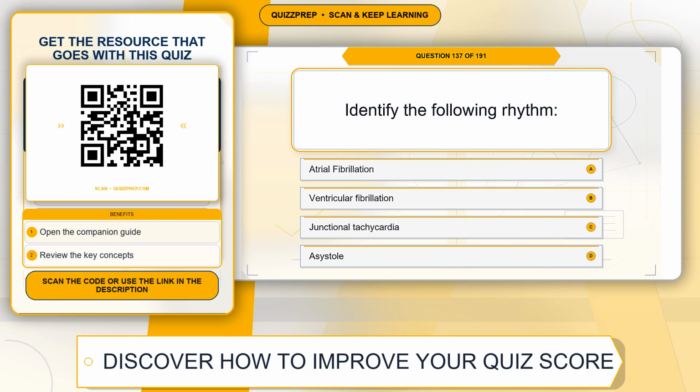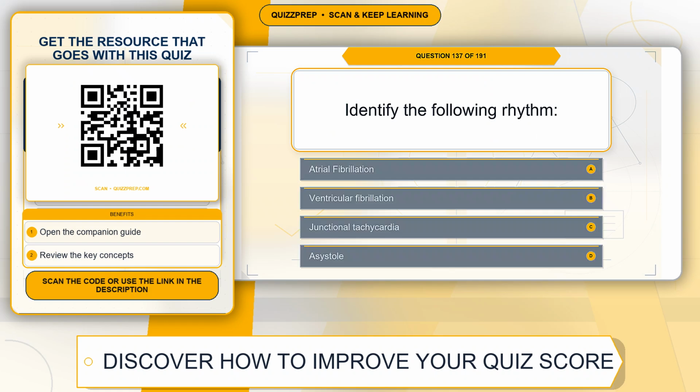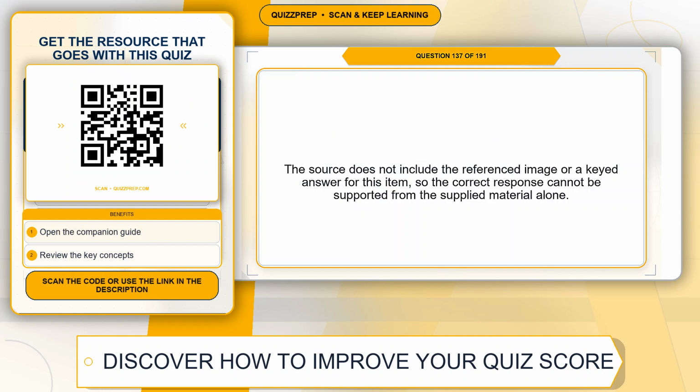Question 137. Identify the following rhythm. Option A, atrial fibrillation. Option B, ventricular fibrillation. Option C, junctional tachycardia. Option D, asystole. The correct answer is now shown. Explanation: the source does not include the referenced image or a keyed answer for this item, so the correct response cannot be supported from the supplied material alone.